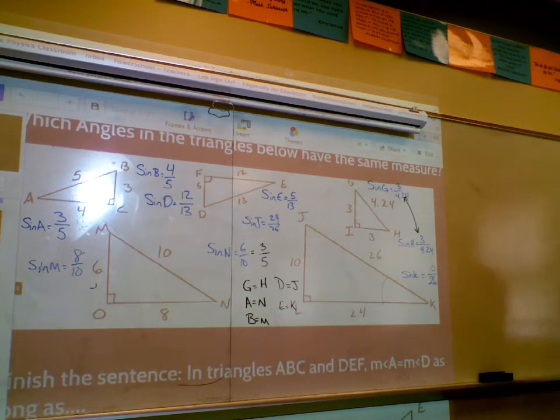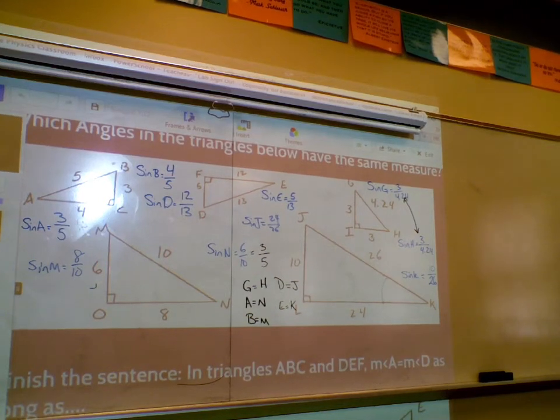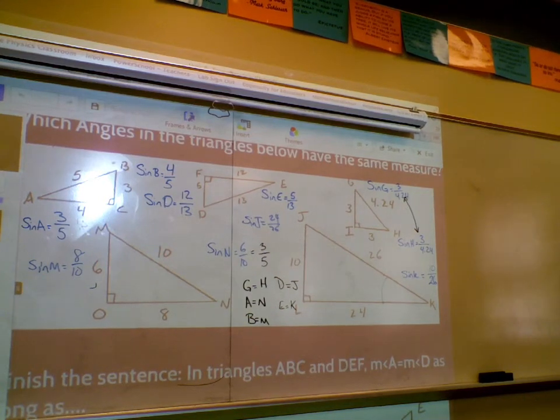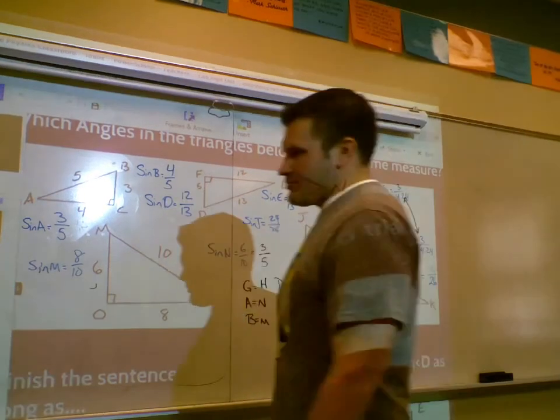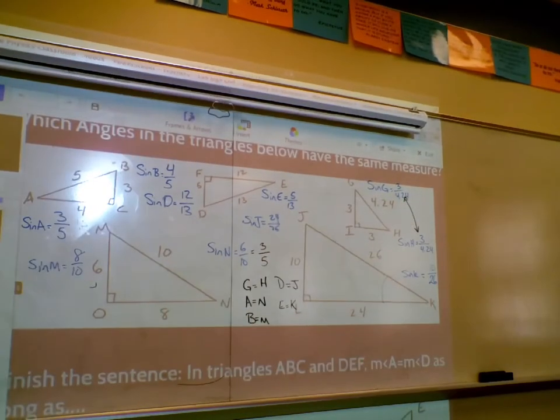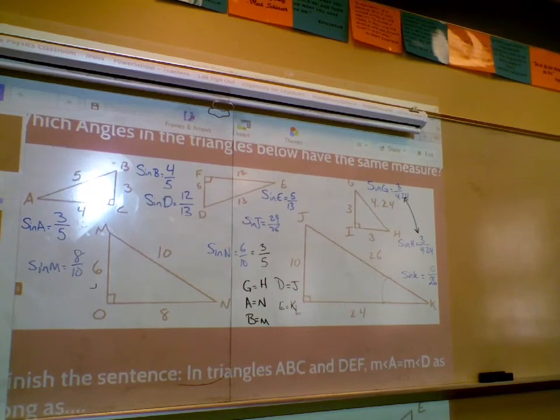Yeah. Now, if I use cosine, would I get the same results or different results? Same. I get the same results. If I use tangent, do I get the same or different results? Same. Okay. Any trig function, I get the same results. Does that make sense? Yep. So, two angles are equal if the ratio of their side lengths are the same, right?